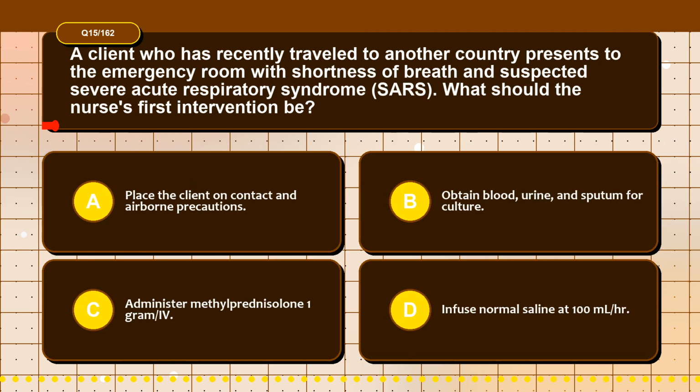Question 15. A client who has recently traveled to another country presents to the emergency room with shortness of breath and suspected severe acute respiratory syndrome (SARS). What should the nurse's first intervention be? Here are the options. Option A, place the client on contact and airborne precautions. Option B, obtain blood, urine, and sputum for culture. Option C, administer methylprednisolone 1 gram IV every 4 hours. Option D, infuse normal saline at 100 mL/hr.